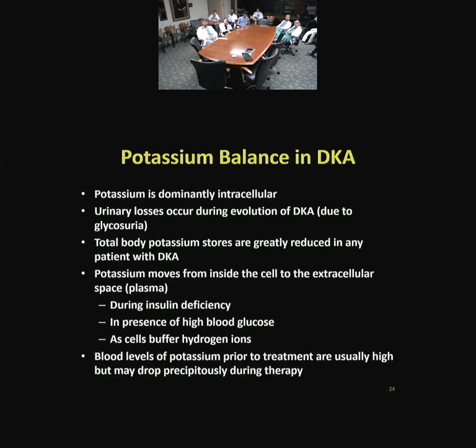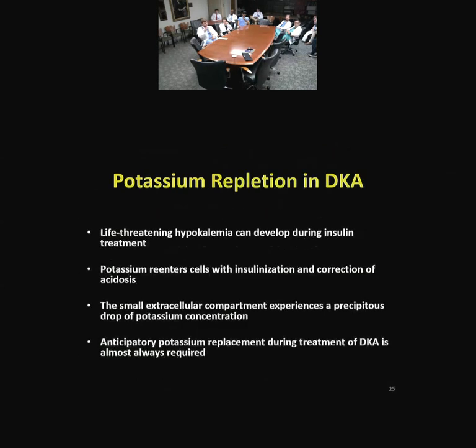And then the potassium is very important. So remember, potassium is predominantly intracellular. They have urinary losses due to glycosuria. The stores are greatly reduced, and the potassium moves outside of the cells during insulin deficiency, in the presence of glucose, as the cell buffers hydrogen. And so blood levels prior to treatment are usually high, but this is falsely high because they may drop quite quickly during therapy. So please do not send patients into life-threatening hypokalemia.